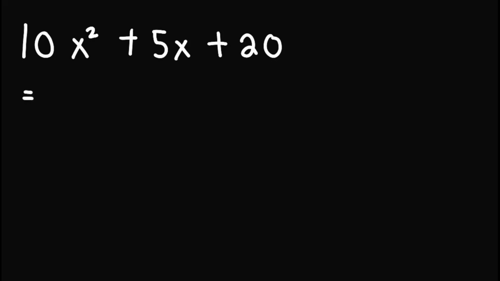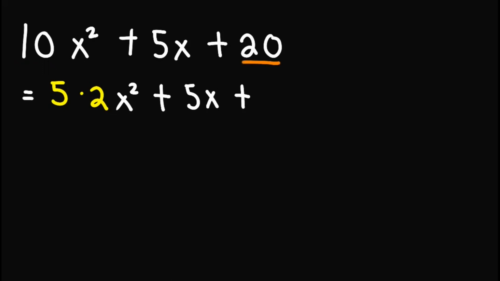we can split 10 into 5 times 2, x squared plus 5x plus, and we can split 20 into 5 times 4. Now, as you can see, a common factor that is present among each term in this polynomial is 5.